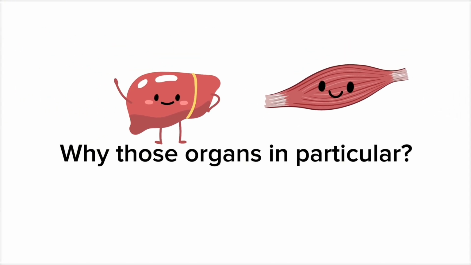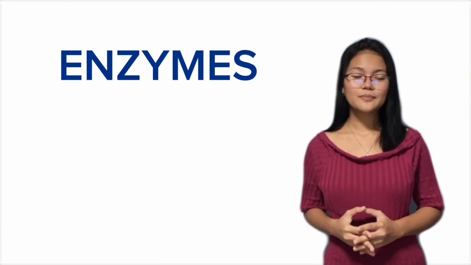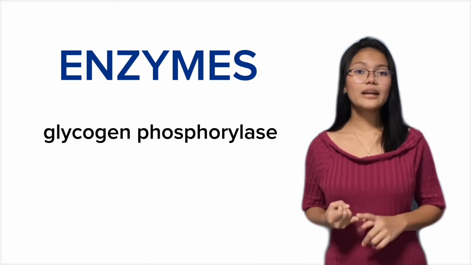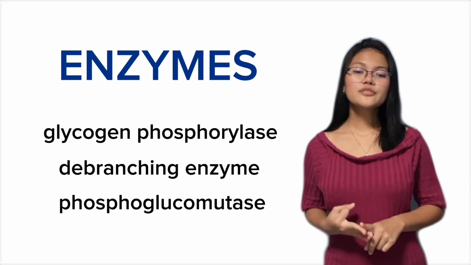You might be thinking, why those organs in particular? Well, it's because they have the necessary enzymes to perform glycogenolysis. We're talking about the glycogen phosphorylase, the debranching enzymes, and the phosphoglucomutase that are all present and ready to go in the liver and muscles.